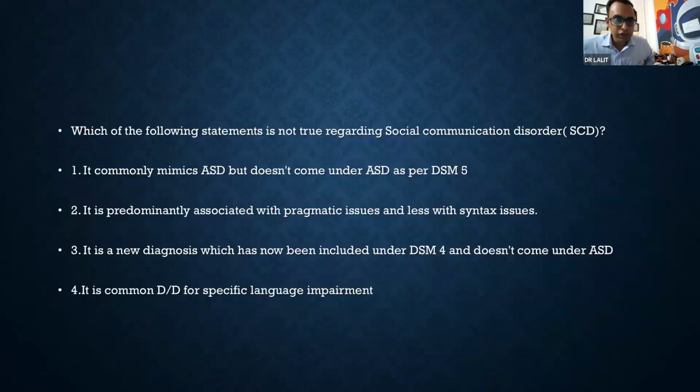So now let's come to the next question. Which of the following statements is not true regarding social communication disorder? It's a very straightforward question related to SCD. It's a new diagnosis, commonly mimics ASD but doesn't come under ASD as per DSM-5. It is predominantly associated with pragmatic issues and less with syntax issues. It's a new diagnosis which has now been included under DSM-4 and doesn't come under ASD. It is a common differential diagnosis for specific language impairment. So which of the following is not true?